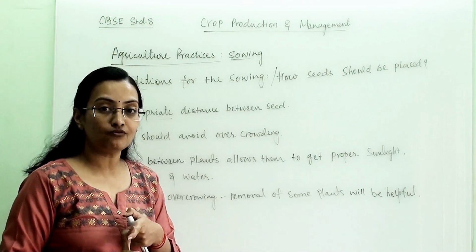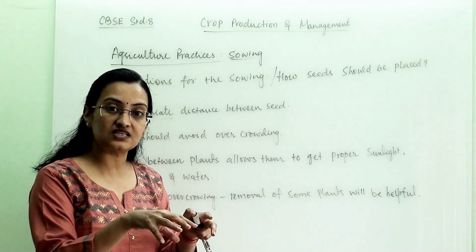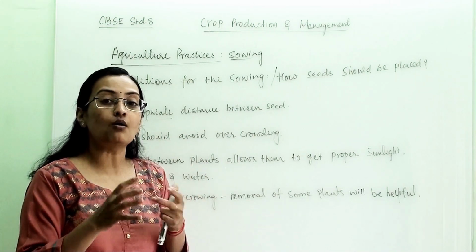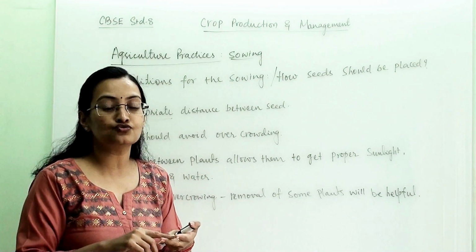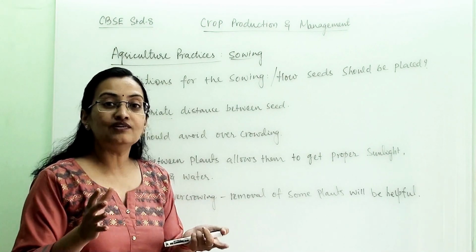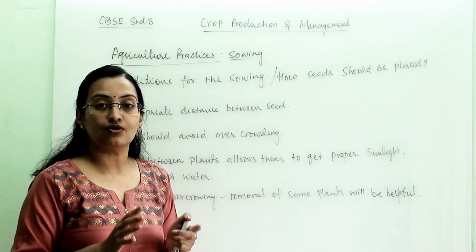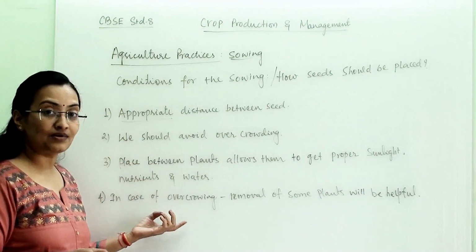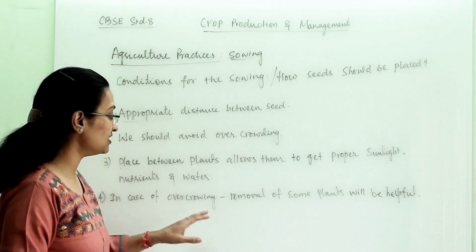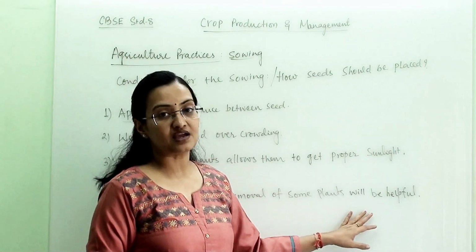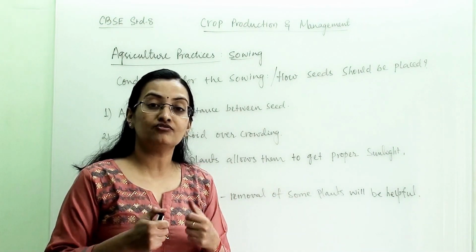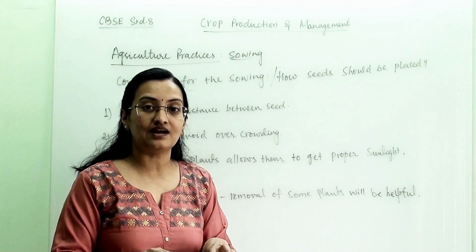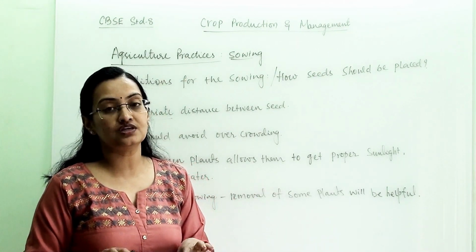Now what is the meaning of overcrowding? At one place so many seeds are there, so many plants will grow from those seeds. Now they will compete with each other for the water, nutrient. So they all will not get a proper benefit of water and nutrient. Now when the overcrowding happens at some places on the farm, then removal of some plants will be helpful. So we should pluck out some of the plants, so whatever plants will be there in that particular land will get enough amount of nutrients and water.